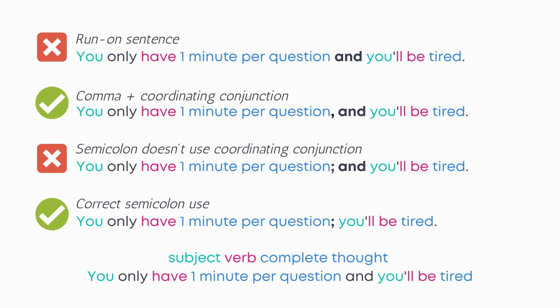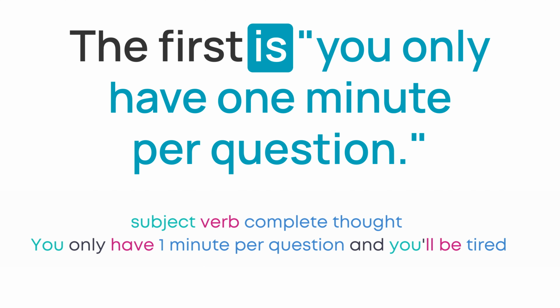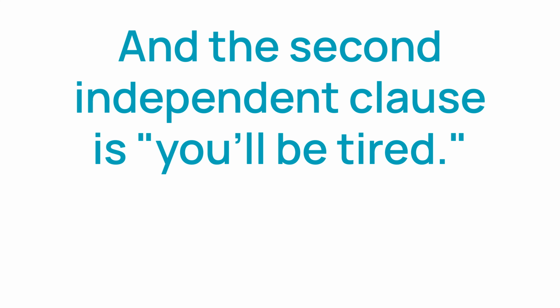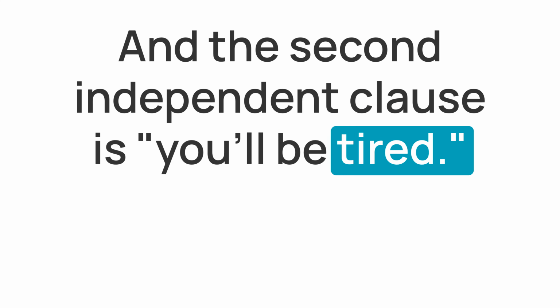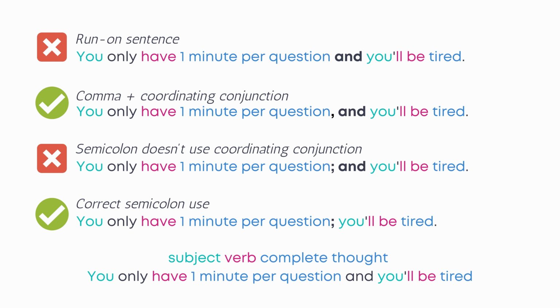You can see at the bottom I have subject in teal, verb in pink, and complete thought in blue. So I've color-coded everything, and you have 2 independent clauses. The first is you only have 1 minute per question, and the second independent clause is you'll be tired. Both of these have a subject, verb, and a complete thought. Then it becomes how do you grammatically connect these? The first is a run-on sentence. The second one uses a comma and coordinating conjunction correctly. The third one is using a semicolon correctly, but it shouldn't use the coordinating conjunction. And then the fourth one uses a semicolon correctly.